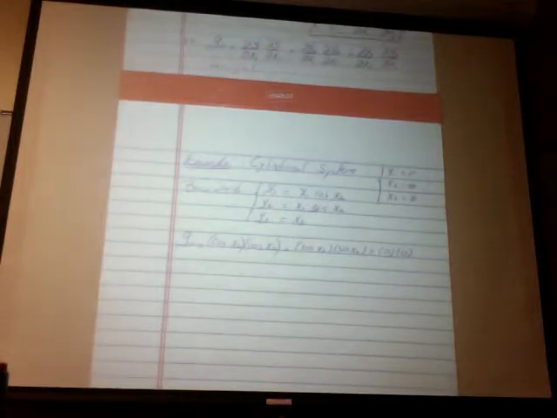And what do we get? Cosine square of x2 plus sine square of x2. What's that? 1.